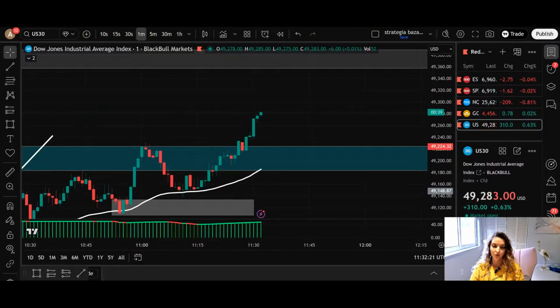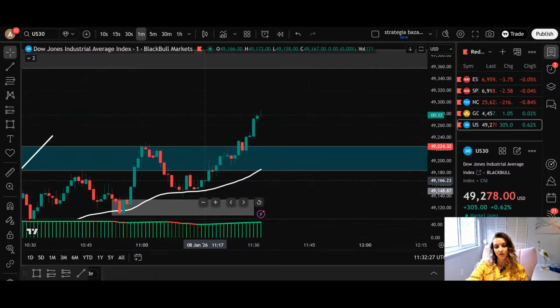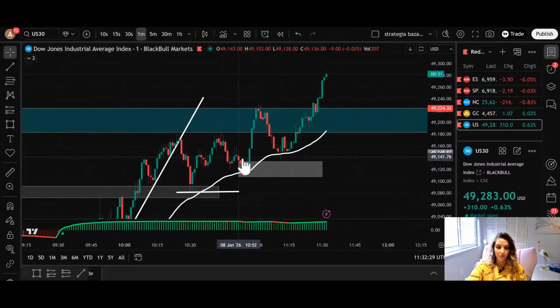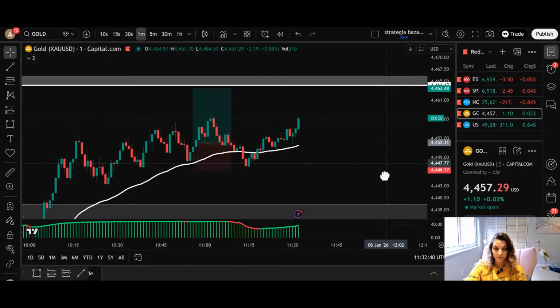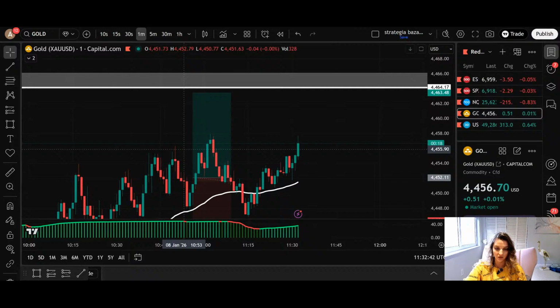Oh, you want to take the profit according to me? I'm not in a trade yet. I miss a lot of opportunities. Now I feel like I missed so many opportunities because of this area that I marked. Here, the gold, look at this. It's going.